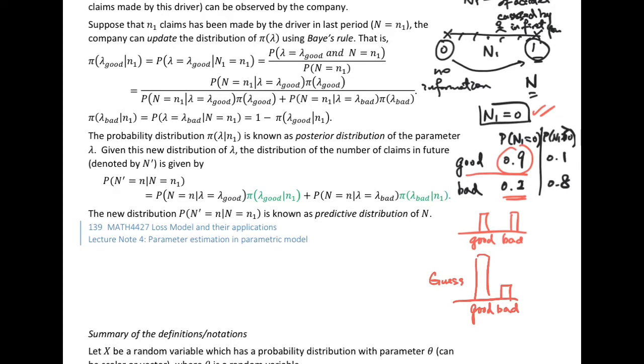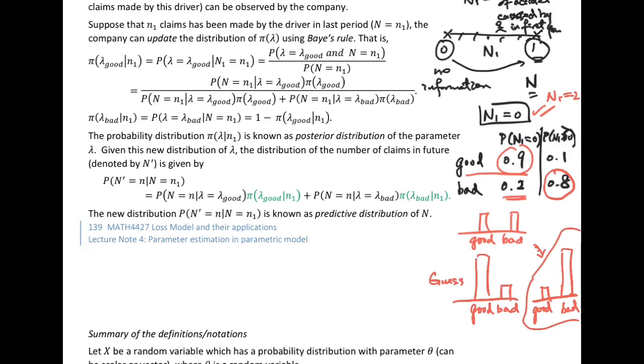Okay, and of course here, let's say if you find that this guy caused some accidents, so let's say N1 equals 2. Then according to this observation, as we know, only the bad driver will have a larger likelihood of causing accidents, right? So in that case, you will believe that there is more tendency that this driver is a bad driver, isn't it? So this will be his new guess on the quality of the driver.